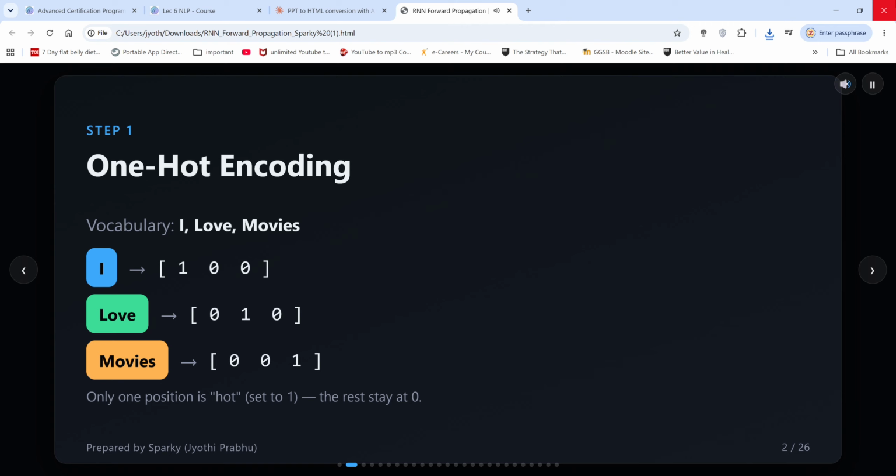Before any neural network can understand text, words must be converted into numbers. This is called one-hot encoding. Our vocabulary has 3 words: I, love, and movies. Each word gets its own vector. I becomes 1, 0, 0. Love becomes 0, 1, 0. And movies becomes 0, 0, 1. Only one position is hot, meaning set to 1, and the rest are 0.